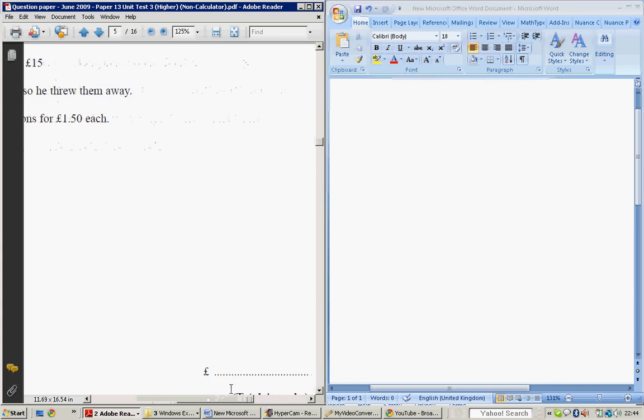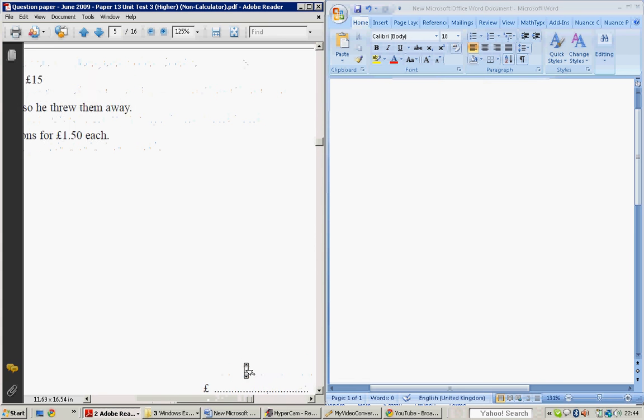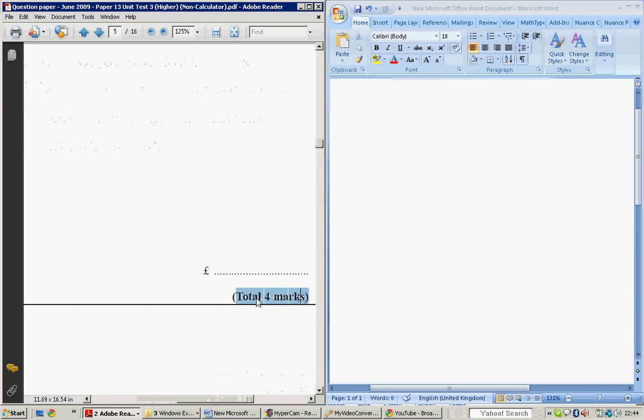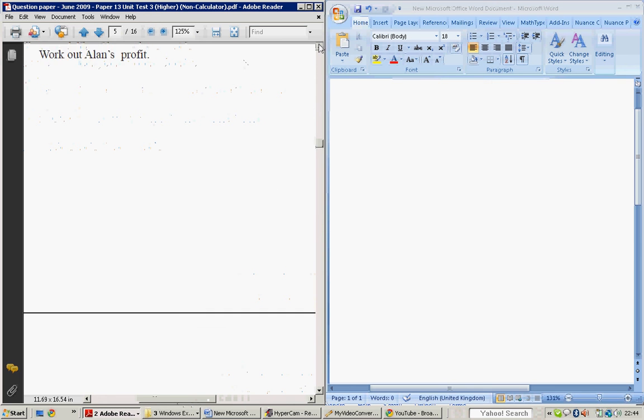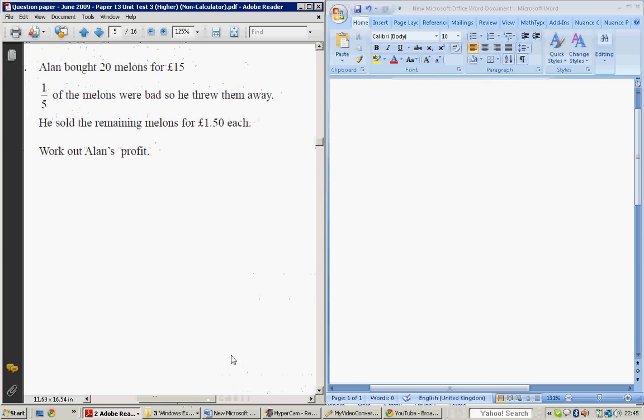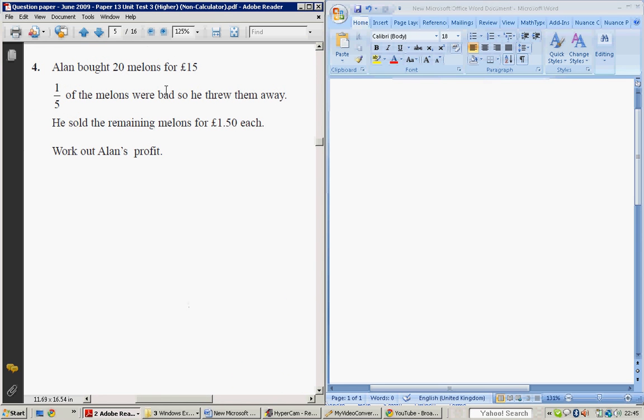Let's see. This is worth a total of 4 marks, so they're looking for 4 different things. Okay, let's do the first thing they ask for. 1/5 of the melons were bad. Alan bought 20 melons, 1/5 of 20 melons were bad, so he threw them away. He sold the remaining melons for £1.50 each.